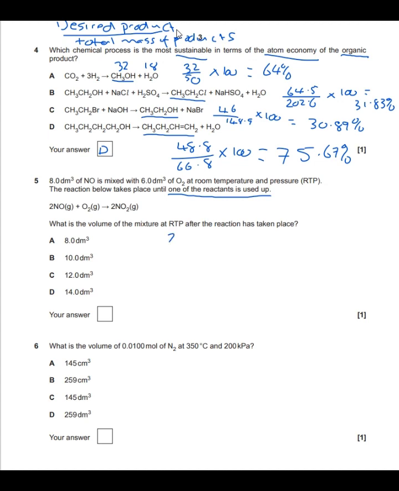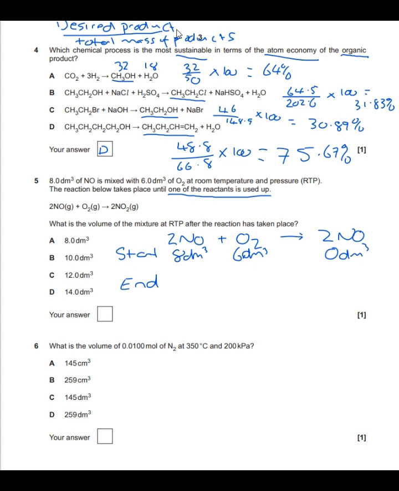So I'm going to rewrite the equation and show some working out below. I'm going to write the start and the end, and I'm going to write down the volumes we've got at the start. So the volume of NO is 8 decimeters cubed, that's given in the question. Oxygen is 6 decimeter cubed, and we have 0 decimeter cubed of the product.